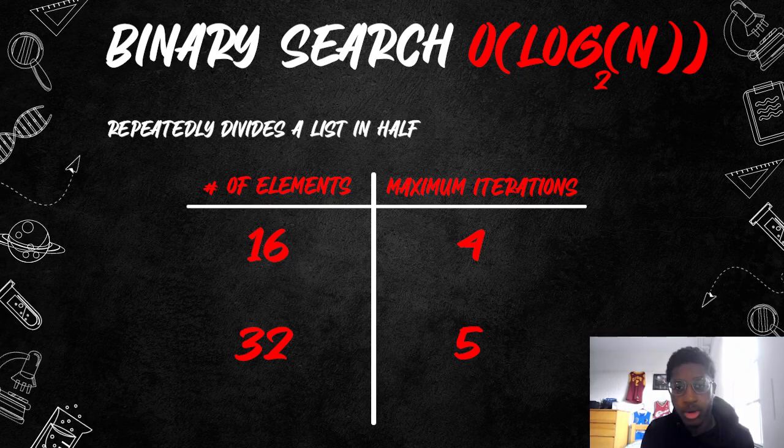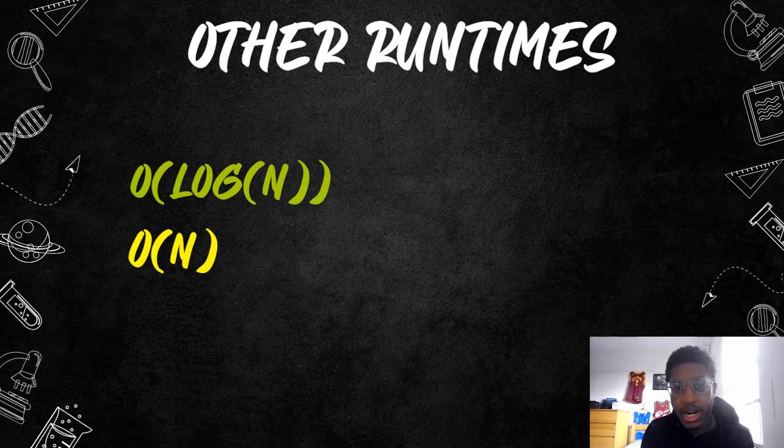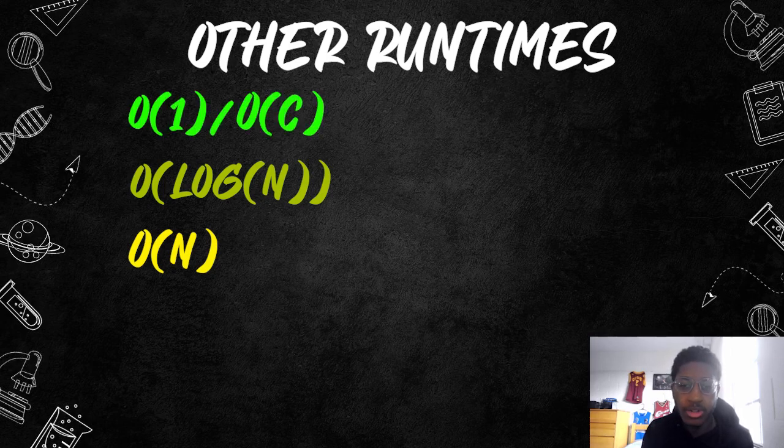Okay? Onto some other runtimes. The most efficient algorithm you can have runs in big O of 1 or big O to any constant. The reason is because this algorithm runs at the same speed regardless of how many elements there are. So whether you have a list of 1 element or 1 trillion elements, the algorithm will always be the same. An example of this is if we had an index of a list or any type of array, if we had the index, we could always just get the number regardless of how many elements there are. So that's an example of big O of a constant, and this is the fastest algorithm possible.